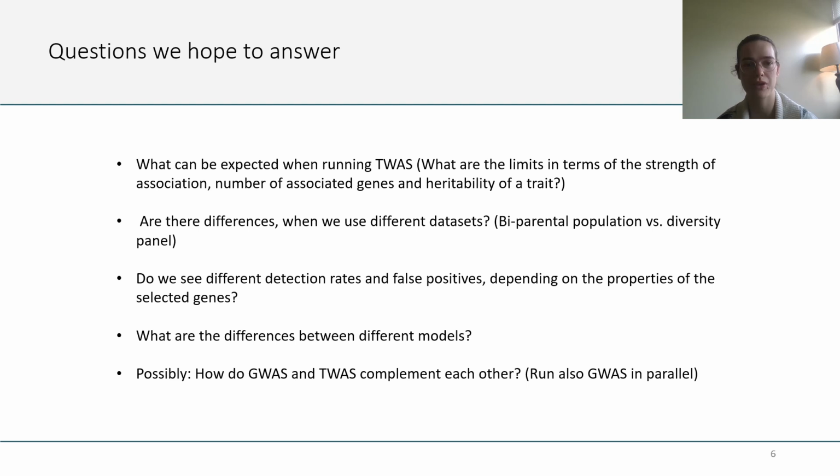So the questions that we hope to answer in more detail are: what can we expect when running a TWAS? What are the limits in terms of the number of genes or the heritability? How many genes will we even identify with decreasing heritability, for example? We want to find out if there are differences when we use different data sets, for example, a biparental population or a diversity panel. And we also want to see if the false positives or the detection rates change depending on the properties of the genes, for example, their distribution or their correlations.